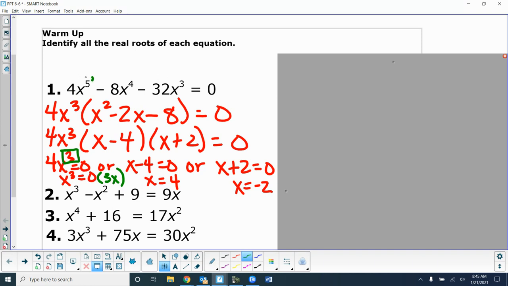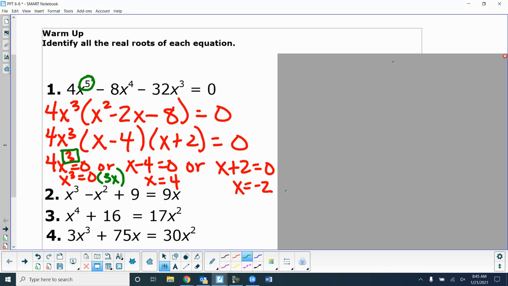Now, how many zeros should I find? 5, right? This tells me how many zeros there are. Well, this works 3, so that's 3 zeros. That works once, 4. That works once. There's my 5 zeros. Even though there's only 3 that I see, the 0 works more than one time. It has multiplicity. Does that make sense?